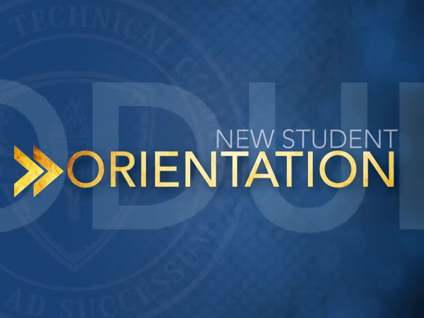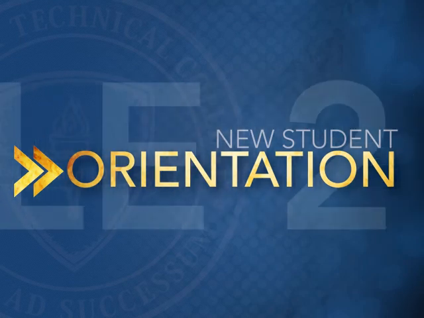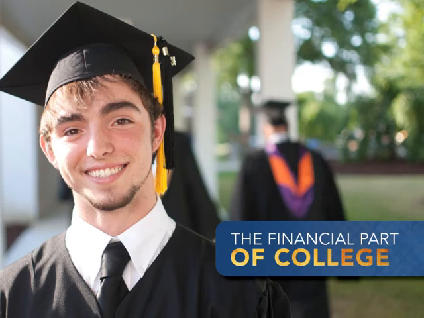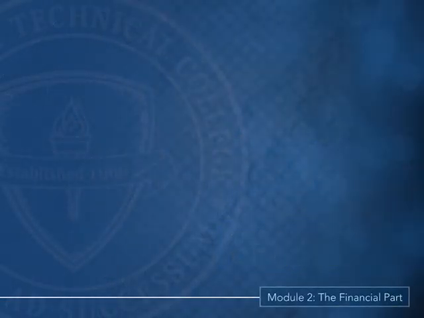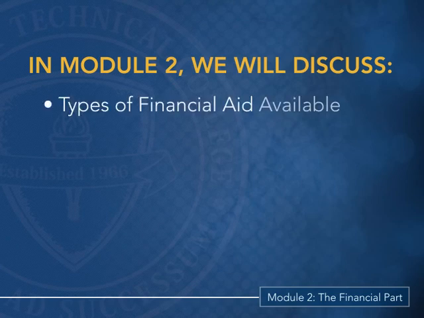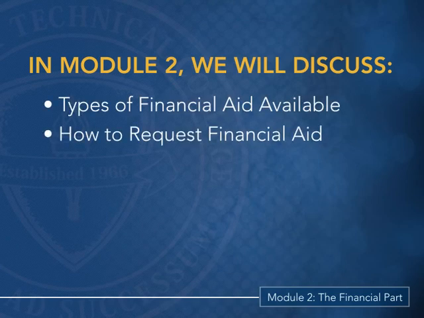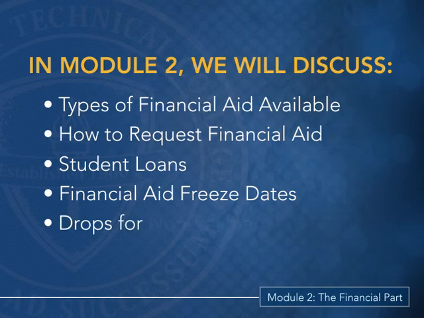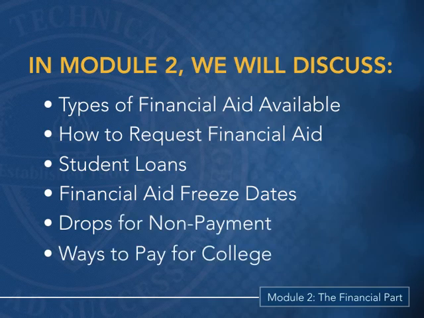While the focus of your college career is to get an education, there are other aspects of college which also require your attention. The financial part of college is one of those, and it can seem confusing or even intimidating. So this module will help you understand important information about paying for college. You'll learn about the various types of aid, how to request financial aid and make sure you keep it, the serious nature of student loans, financial aid freeze dates, drops for non-payment, and ways to pay for college.